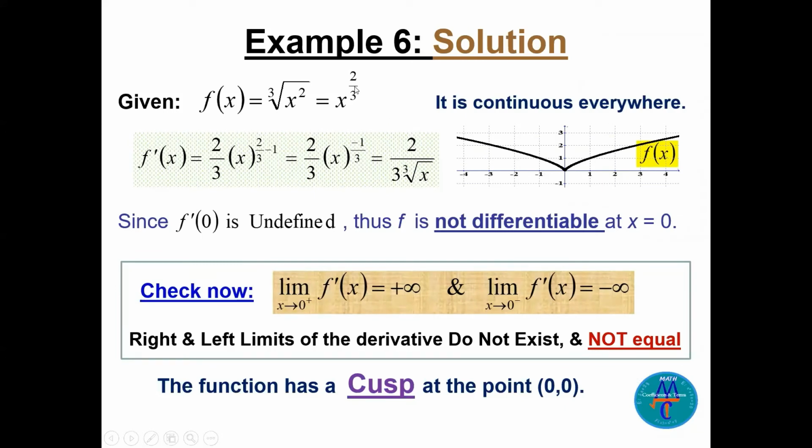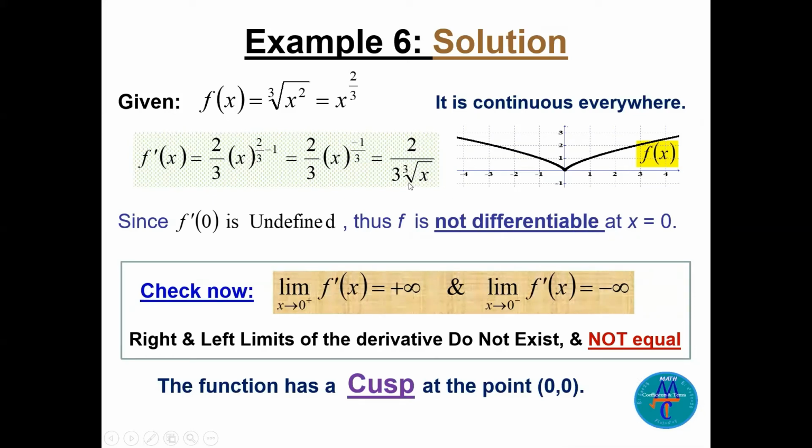Now x to the power 2/3, the derivative will be 2/3 x to the power 2/3 minus 1, which is 2/3 x to the power minus 1/3. Simplify more, so the derivative now becomes 2/3 over cube root of x. Now if you put 0 here in the derivative, it is undefined. So f is not differentiable at 0.